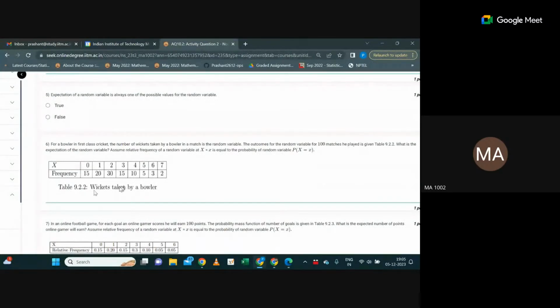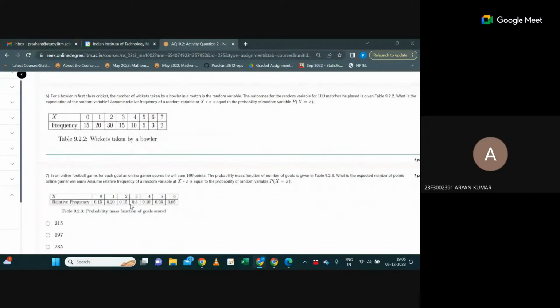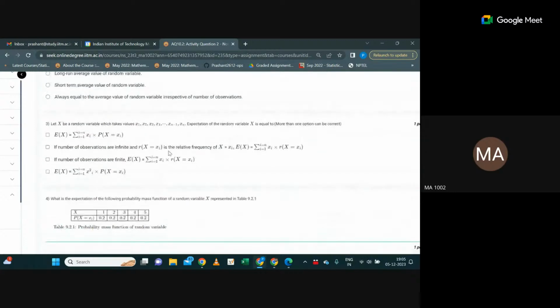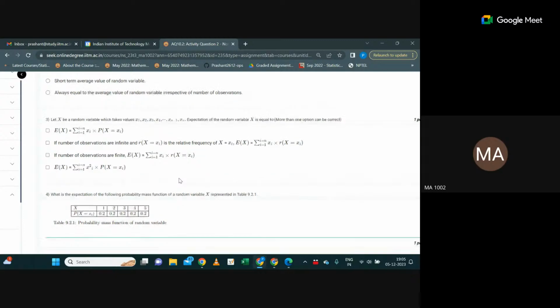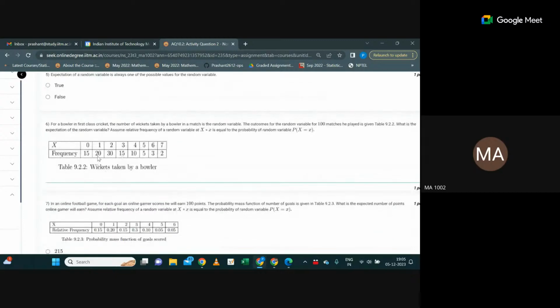x into px, right? In question number 7, you have to do x into px. Okay. In question number 6, you have to apply this concept actually. R x equal to xi actually. It's not a probability, it's just a frequency. You can find the probability, right? How will you find the probability?